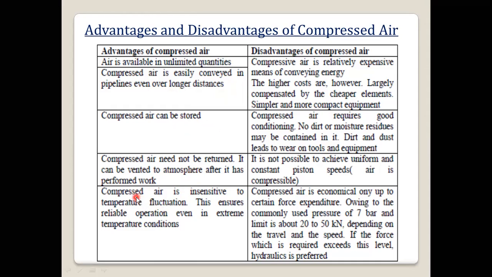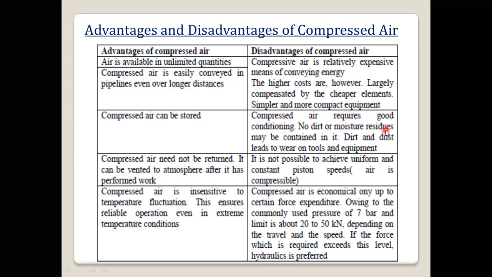One more advantage is that compressed air is insensitive to temperature fluctuation. So even in extreme temperature conditions, the pneumatic system will work very smoothly. If you see some disadvantages of compressed air, compressed air is expensive as a means of conveying energy. The costs are higher. The equipment, however, is simpler and more compact. Compressed air requires good conditioning.